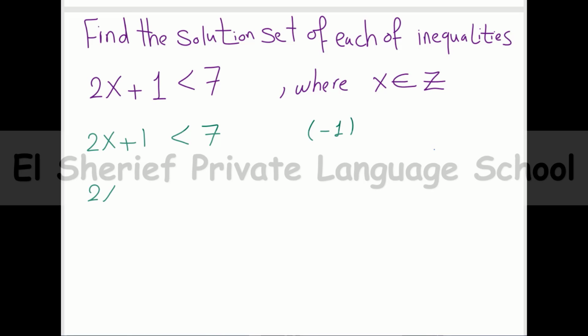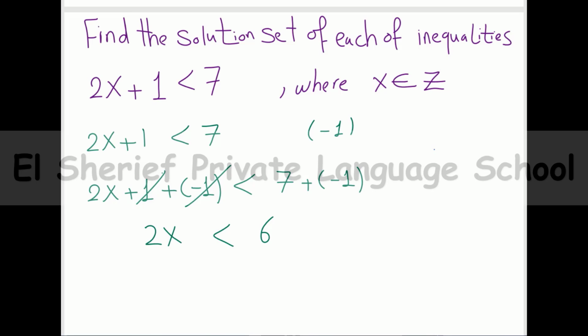So 2x plus 1 plus the additive inverse of 1, which is negative 1, less than 7 plus negative 1. Here I have positive 1 and its additive inverse, and their sum is 0, so goodbye. We are down to 2x less than 7 plus negative 1, which equals 6. We notice that the sign of the inequality doesn't change. Why? Because it doesn't change in adding or subtracting. When does it change? If I divide or multiply by a negative number.